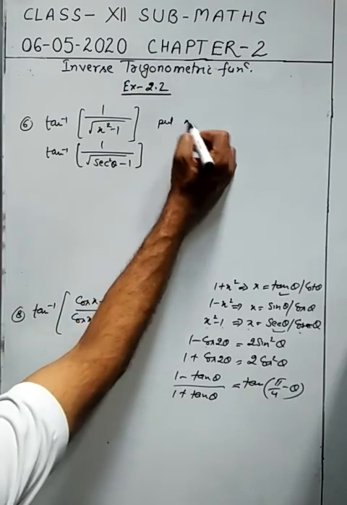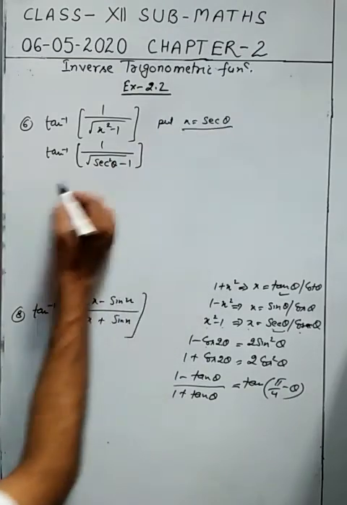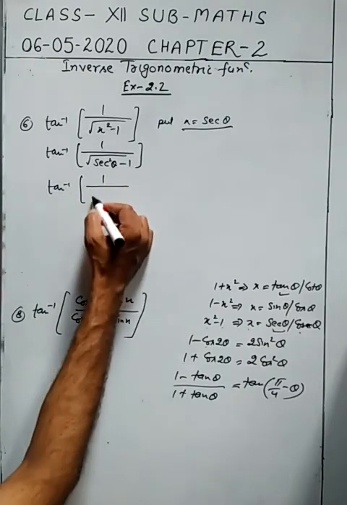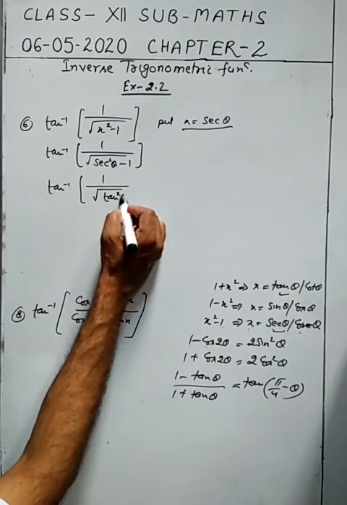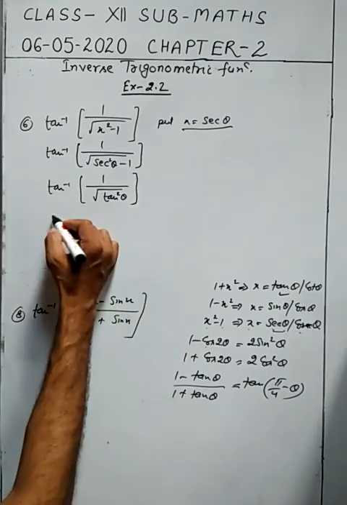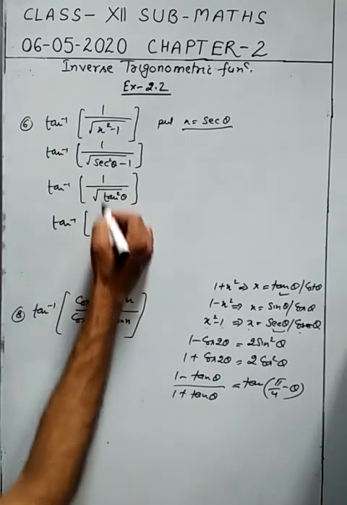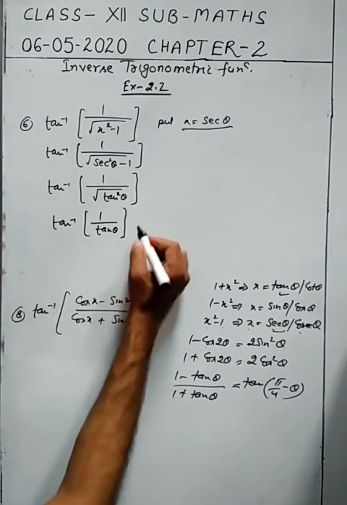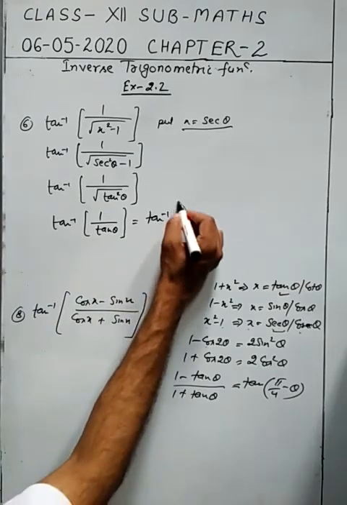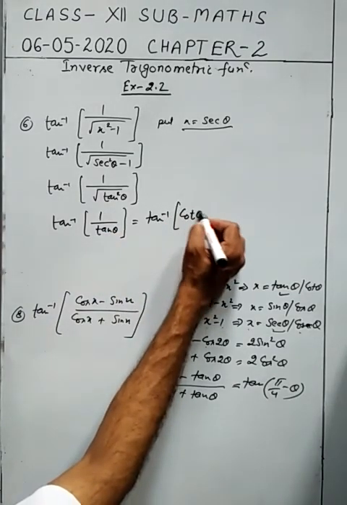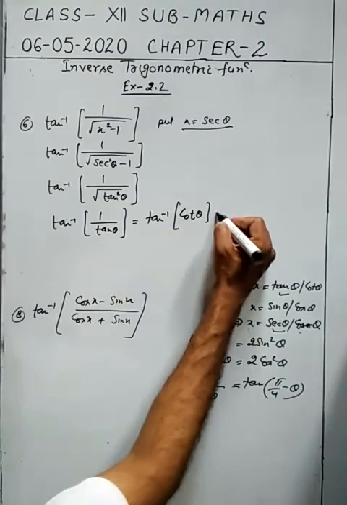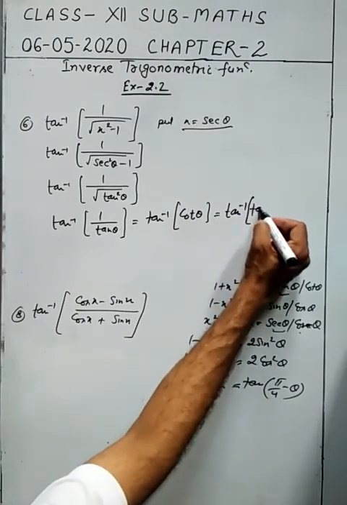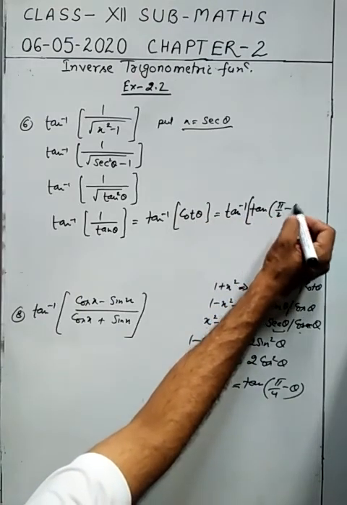Put x equal to sec theta. This becomes tan inverse 1 upon sec square theta minus 1, which becomes tan square theta with the identity in class 10th. This is tan inverse 1 upon tan square theta, which becomes tan theta. Here tan inverse 1 upon tan theta is cot theta. Cot theta cannot cancel with tan. So using the complementary formula, cot theta can be written as tan 90 minus theta.